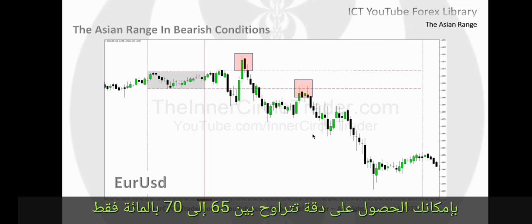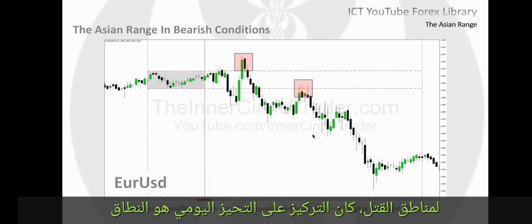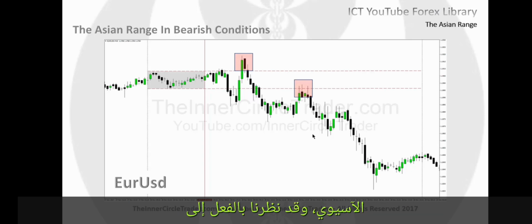If you can get just 65 to 70% accuracy with your bias and then wait for conditions like I'm showing you here, adding time of day, kill zones, daily bias, focusing with the Asian range. We've already looked at power 3. It builds the entire model for the daily range. And you are not surprised when certain things happen. In fact, you're anticipating them before they happen.